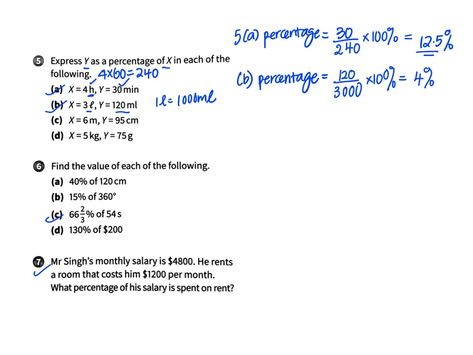Then we're going to look at question 6. Question 6C says find the value of each of the following. They're asking what's the value of 66 2/3% of 54 seconds. So the value will be 66 2/3 divided by 100. We're going to find percent, so take this divided by 100 to change it to a fraction, times 54 seconds. And that gives me the number.